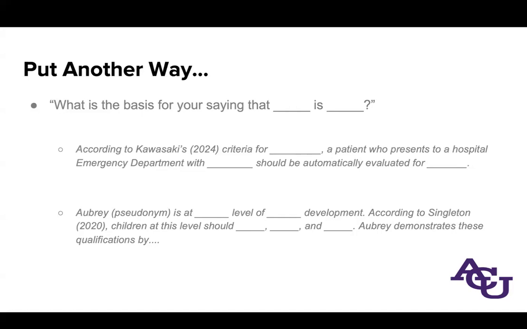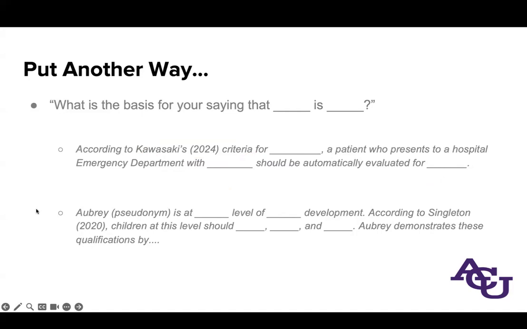Now, what things go into those boxes will vary depending on what you're talking about. And things like these phrases being used, whose criteria, that will vary. But the basic idea is you're pointing out here is what we're using as our comparison to create a point of objectivity, identifying the things that are being discussed and what that means. In this case, they should be automatically evaluated for that. Let's make that more concrete.